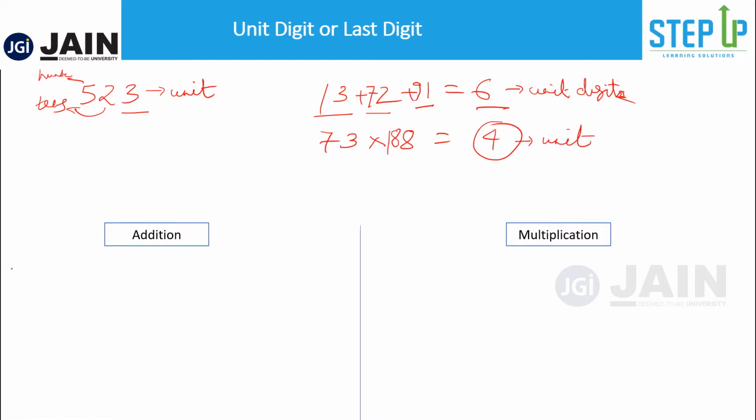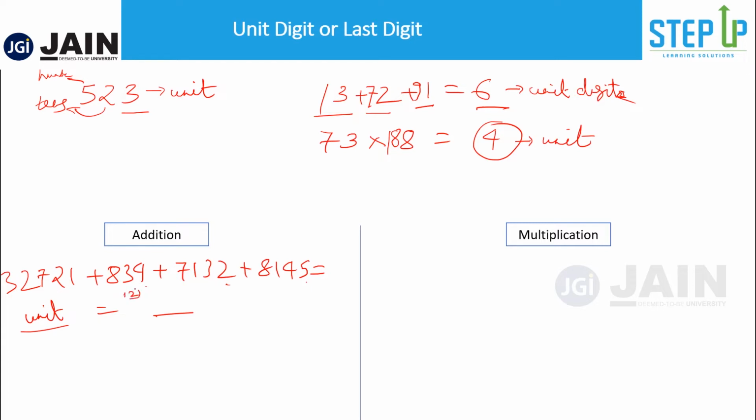That means if you look at any big number, let's say you have 721 plus 834 plus 7132 plus 8145 or whatever, any bigger number, it doesn't matter. If you have to say what is the unit digit of this number, you can say the unit place would be how much? 1 plus 4, 5 plus 2, 7, 7 plus 5, 12. What will we be concerned with? 12 also is 2. That means this 2 would be the unit digit. Now this is an important property of addition.